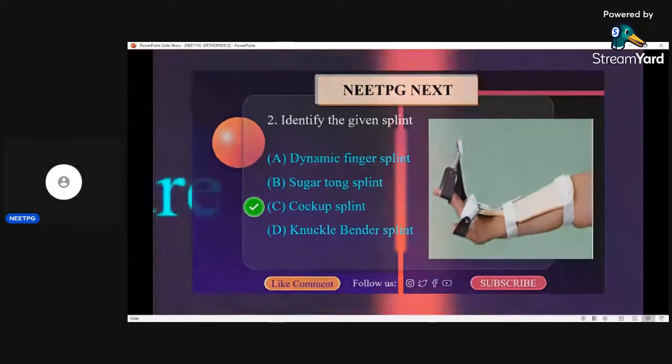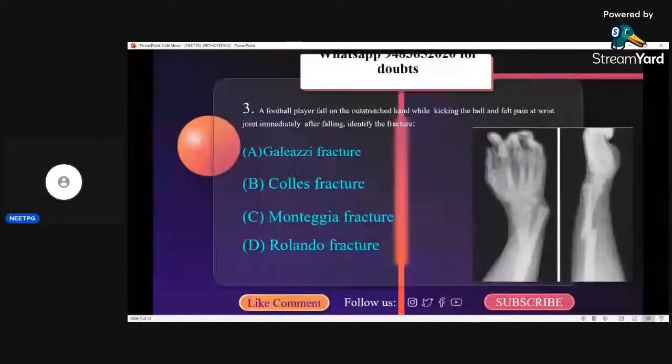A football player fell on an outstretched hand while kicking the ball and felt pain at the joint immediately after falling. Identify the fracture. It is Galeazzi's fracture. Galeazzi fracture is a fracture of the lower one-third of the radius with dislocation of the distal radio-ulnar joint. Mechanism of injury is a fall on the hand, probably with superimposed rotation force. The radius fractures at the lower third and the inferior radio-ulnar joint subluxates or dislocates.